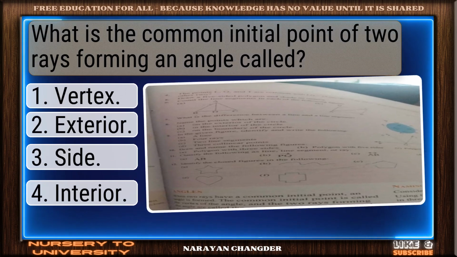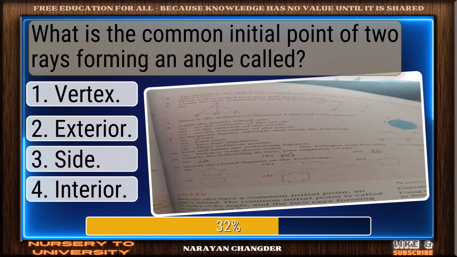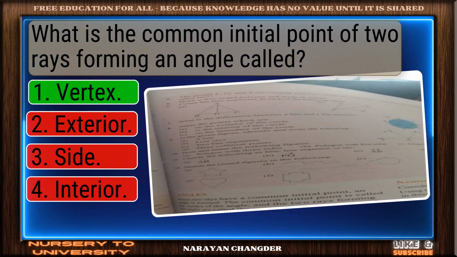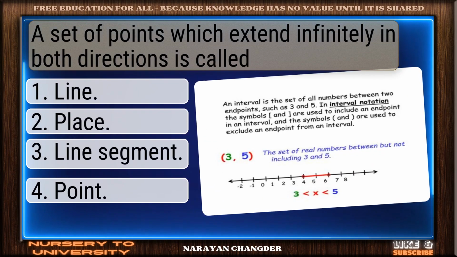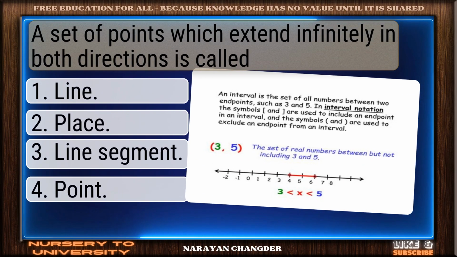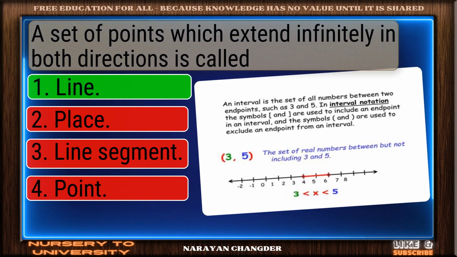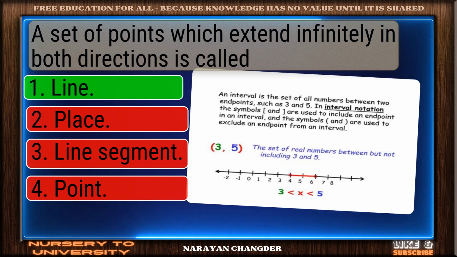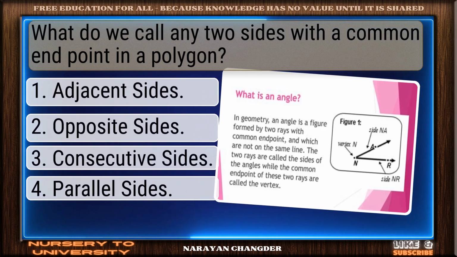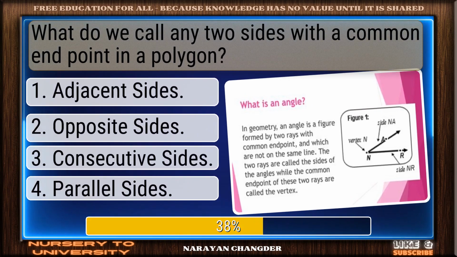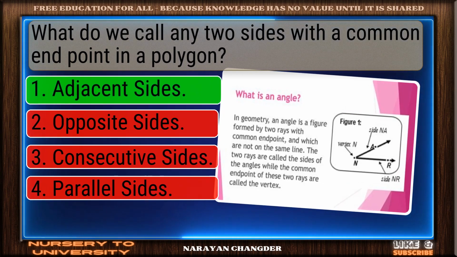What is the common initial point of two rays forming an angle called? Sharp thinking. Vertex is the right choice. A set of points which extend infinitely in both directions is called. Exactly. Line makes sense, and it is right choice. What do we call any two sides with a common endpoint in a polygon? Good job. Your answer adjacent sides works well here.